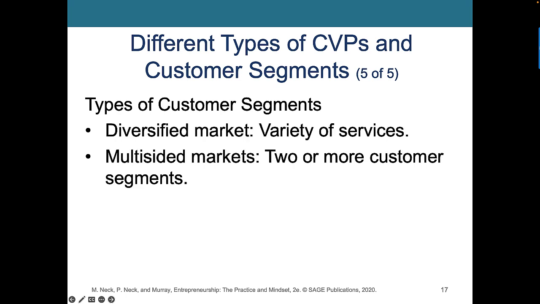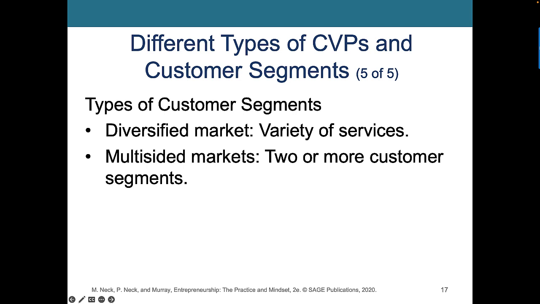Types of customer, again: the diversified market offers a variety of services to two or more customer segments. Amazon is a good example. It diversified from its retail business, selling books and other tangible products, to selling cloud computing services, online storage space, and online server usage.